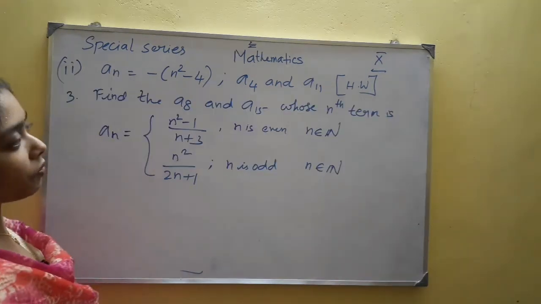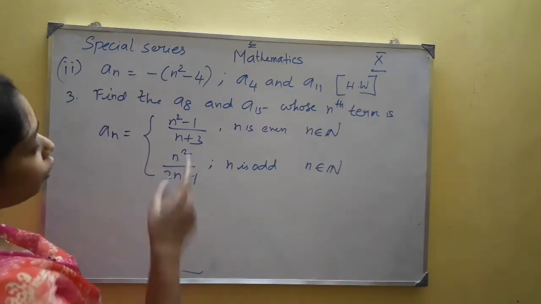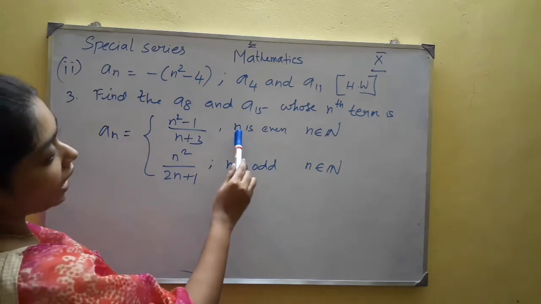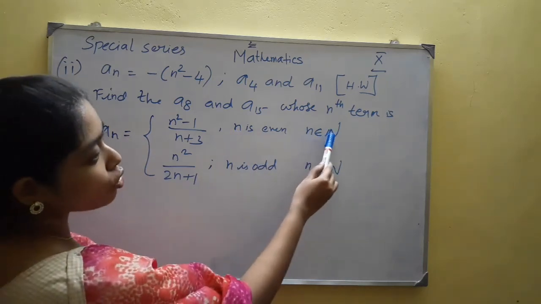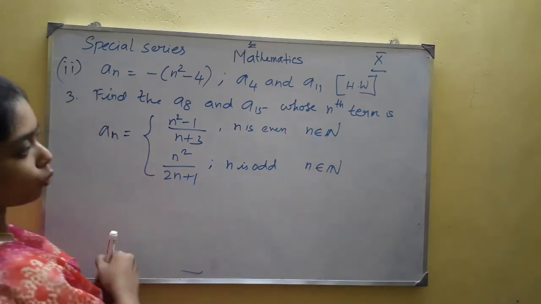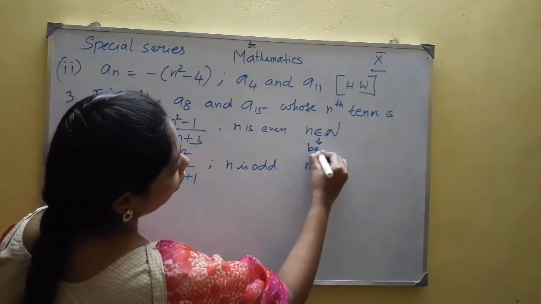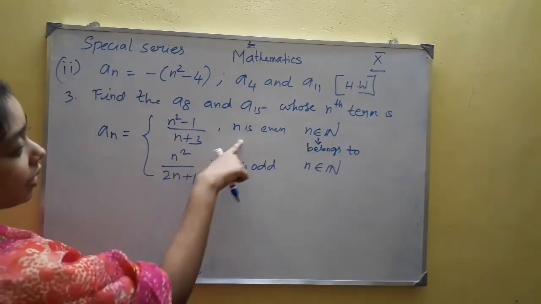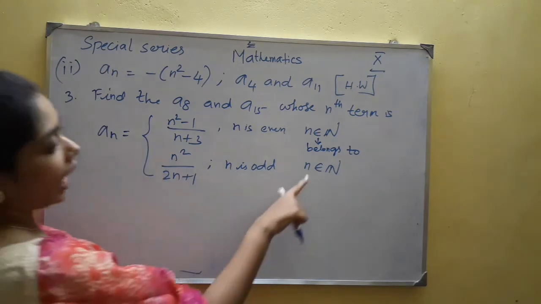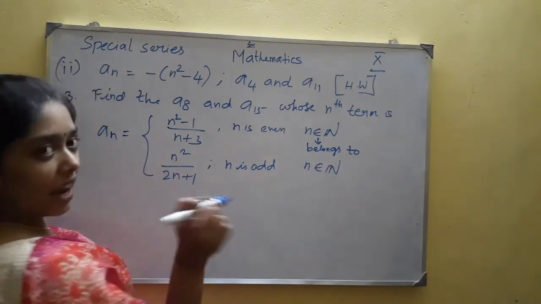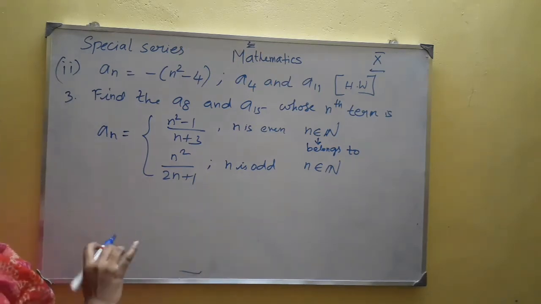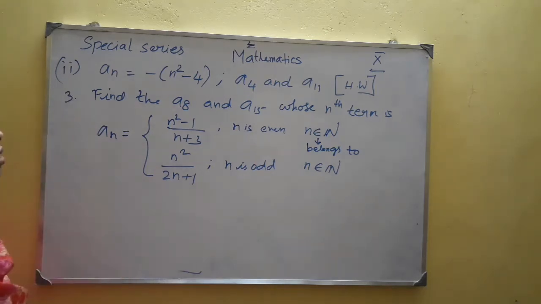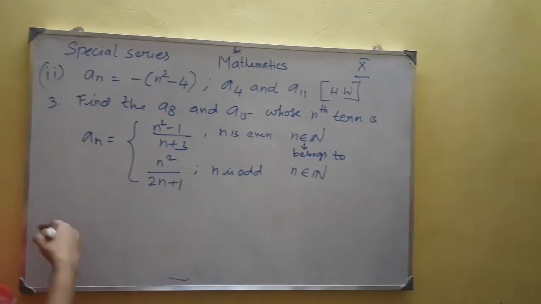That's all. Find the 8th term and 15th term whose nth term is given. Okay, you want to find the 8th term first. Here they have split your nth term in 2 ways. If your n value is even, n belongs to natural number. You are supposed to read this symbol as belongs to. So n is a natural number. If n is even you can use this as nth term. If n is odd, you can use this as your nth term. This is the idea behind this question. You want to find this actually. So your 8th term, n is 8, no? So that is even.